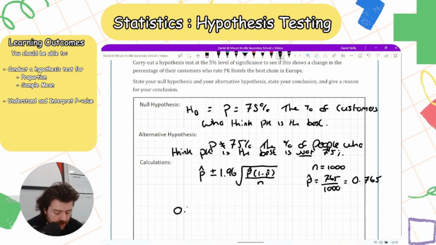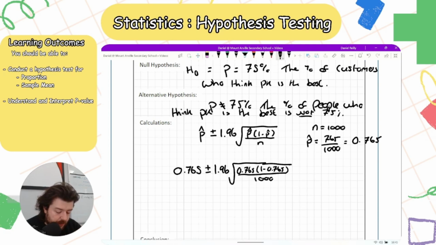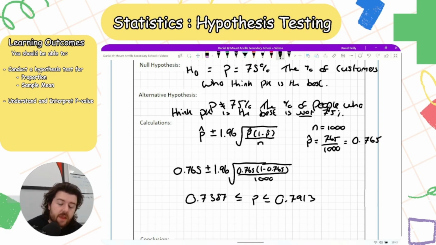To do my calculations, 0.765 plus or minus 1.96 square root of 0.765 times 1 minus 0.765, all over 1,000. If we were to work this out, taking it away from 0.765, we get the lower bound 0.7387. And then the upper bound, adding all this to 0.765, will be 0.7913. So this is my 95% confidence interval. I can say with 95% confidence that my true population proportion is in between these two values.